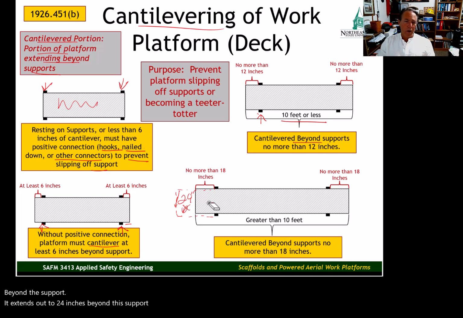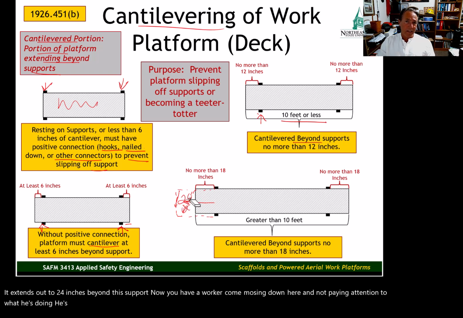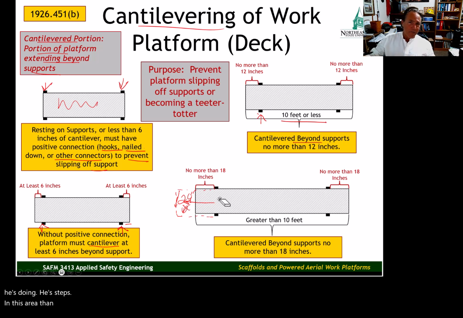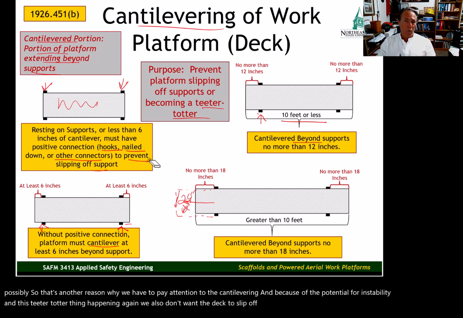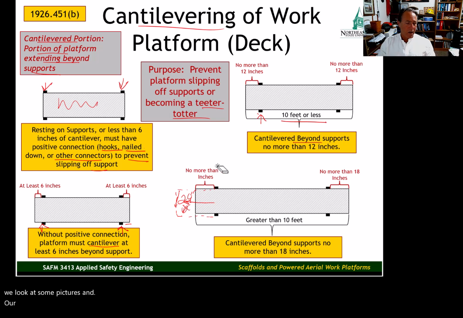Now you have a worker come moseying down here, not paying attention to what he's doing. He steps in this area, then the whole platform could flip up, sending him to the ground with all of his tools and materials on top of him, possibly. So that's another reason why we have to pay attention to the cantilevering, because of the potential for instability and this teeter-totter thing happening. Again, we also don't want the deck to slip off our supports. And we'll address this again as we look at some pictures in our hazard recognition section of this unit.